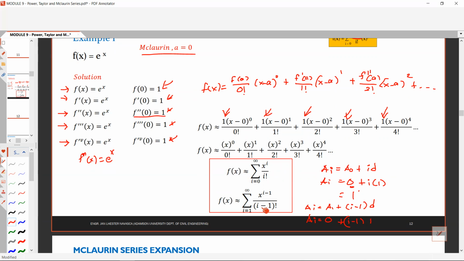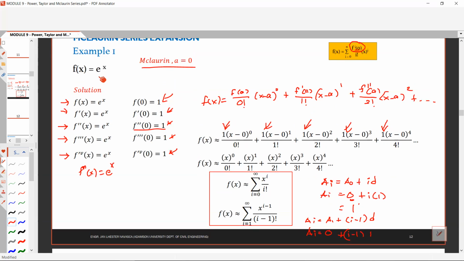Okay, so ganun lang. So the same din naman yung taas, 0, 1. Kung ano yung nasa baba, yun din yung nasa taas. Therefore, f of x is equals to the summation of x raised to I minus 1 over I minus 1 factorial from I is equals to 1 to infinity.